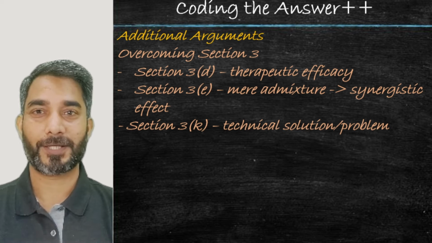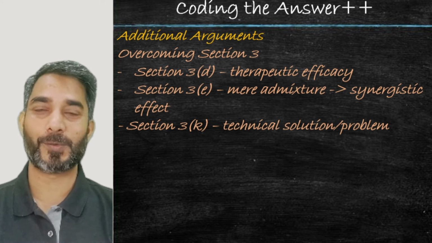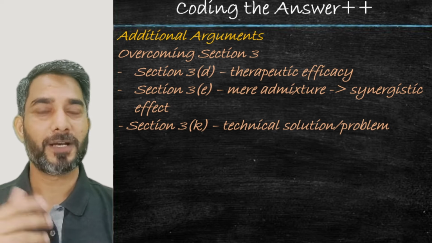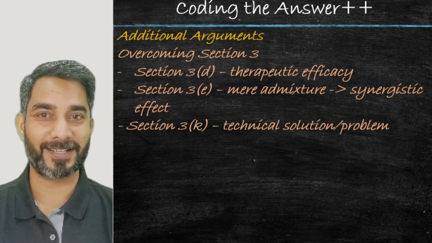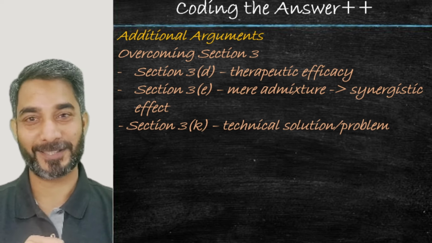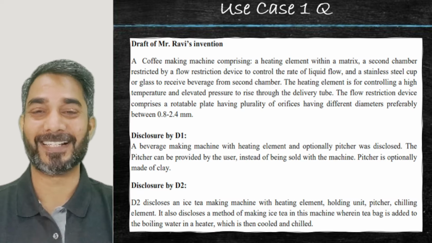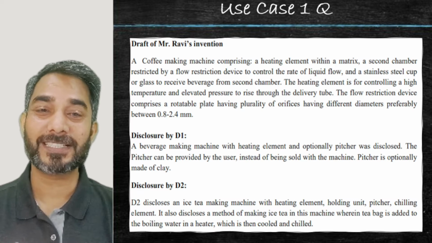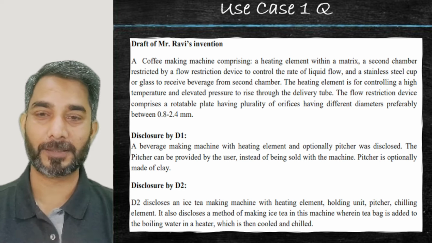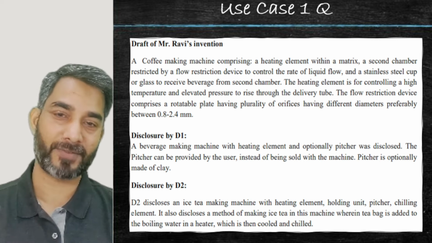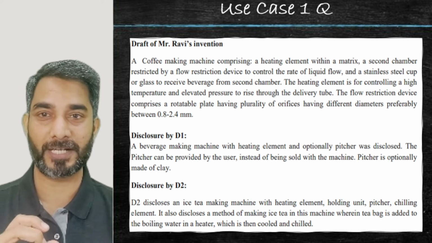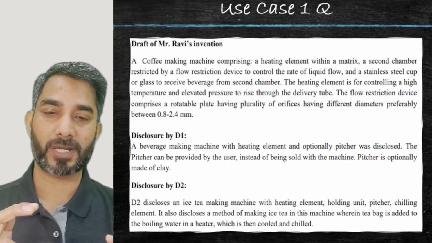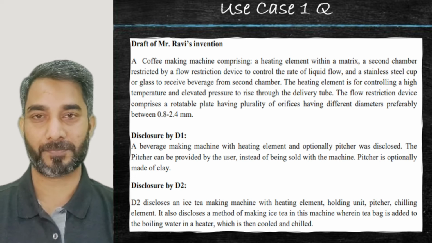Now is the time to go over a few examples from last year's patent agent exam and see how much have we learned and how much can we write. Shall we start? Yeah. So this is the first question that was there. So you see an invention is given and disclosures are given, D1 and D2, which seem to be talking around the same as our invention.